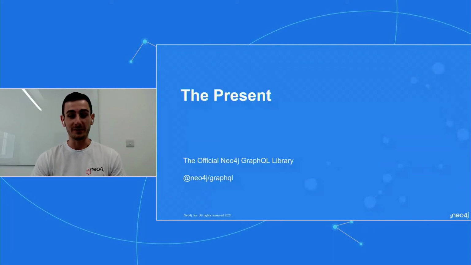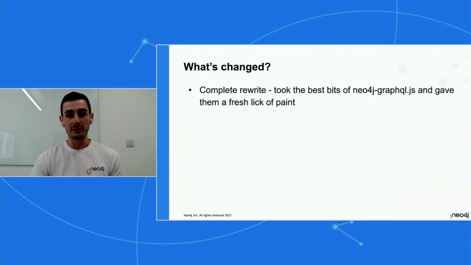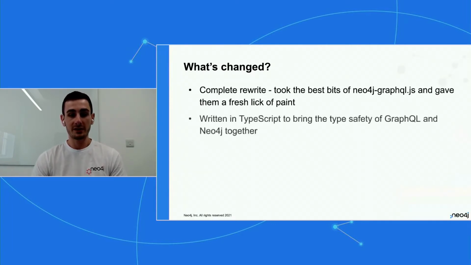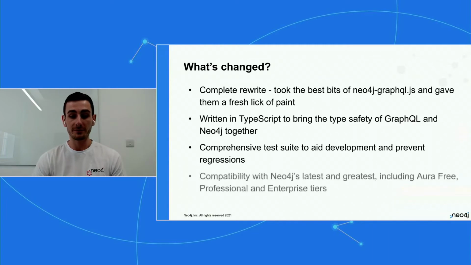And this takes us to the present with the official Neo4j GraphQL library. The package name is Neo4j GraphQL, which is what you might see floating about. So what's changed? We've given it a complete rewrite. We took the best bits of Neo4j GraphQL.js and gave them a fresh lick of paint. It's written in TypeScript to bring the type safety of GraphQL and Neo4j together. It has a very comprehensive test suite which aids development, improves quality, and prevents regressions. And you have compatibility with Neo4j's latest and greatest, including Aura free, professional, and enterprise tiers.